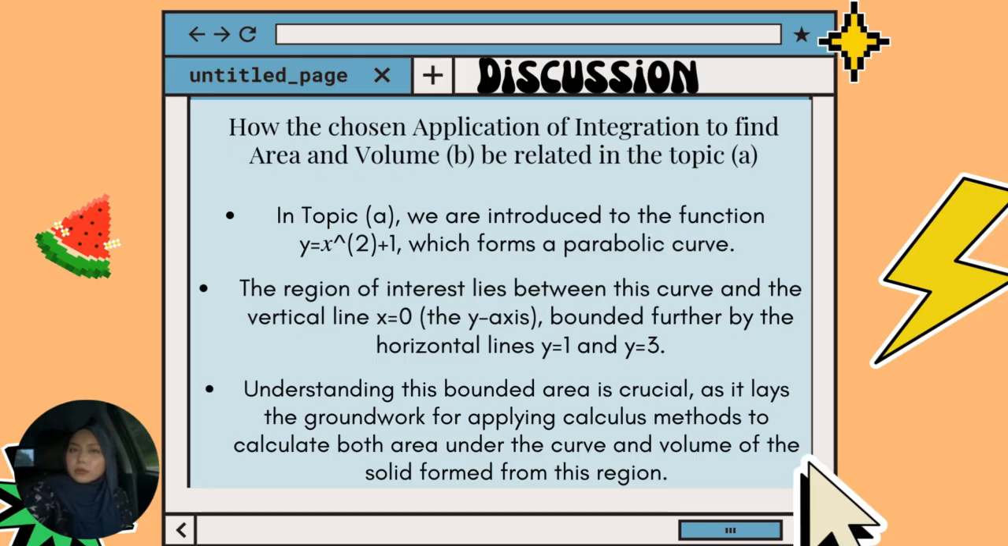The first question is how the chosen application of integration to find area and volume in topic B can be related to topic A.